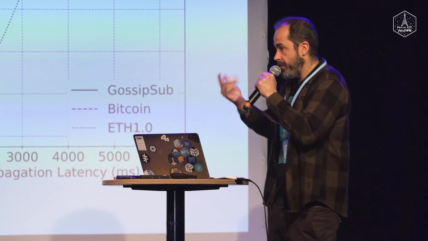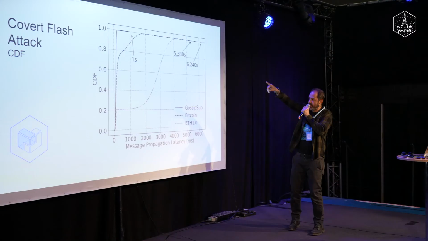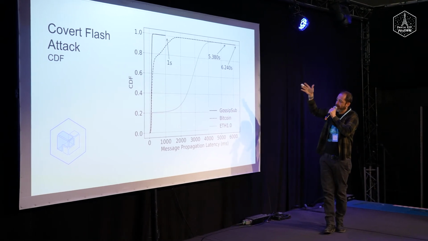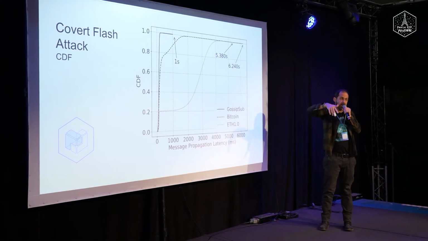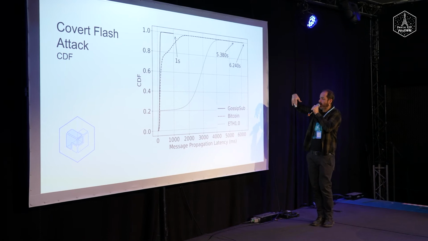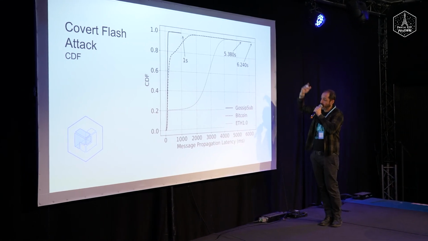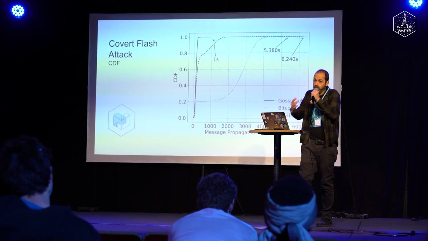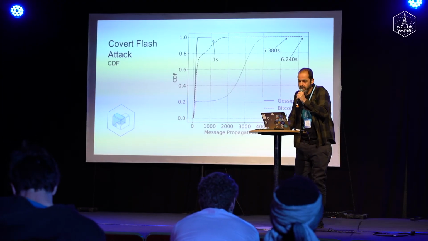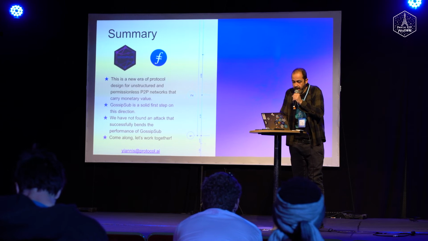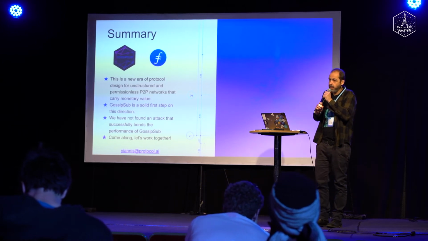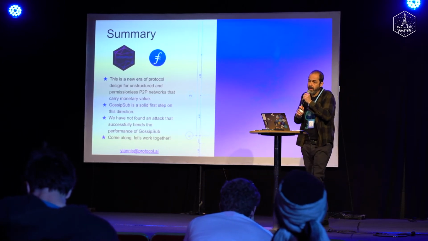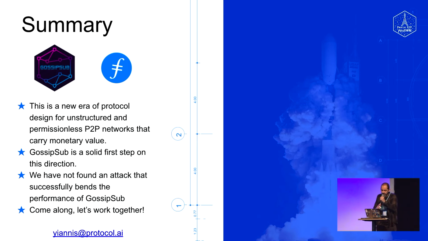Again, the effect is seen on Gossipsub, but it's well below the 6-second deadline that we wanted to have, whereas in the case of Ethereum and Bitcoin, this goes much longer until the message is eventually propagated. And I think that, yeah, these are the results. In the paper, there are many more scenarios that we have for many more attacks.